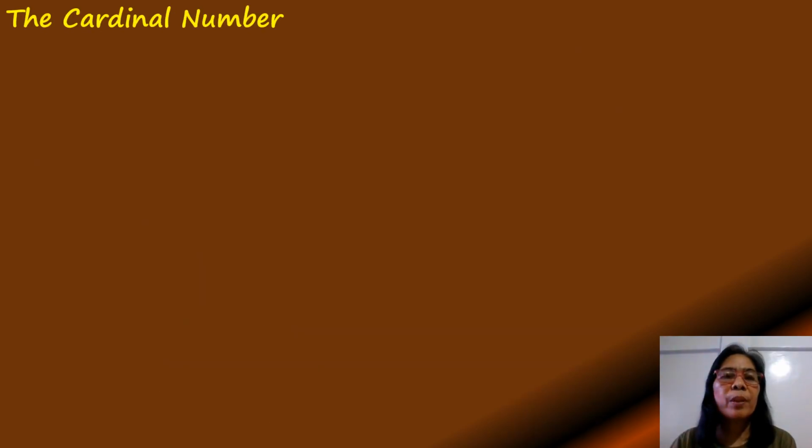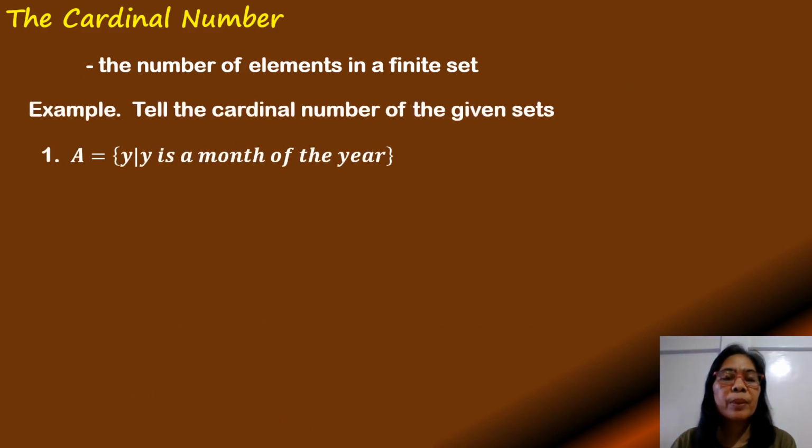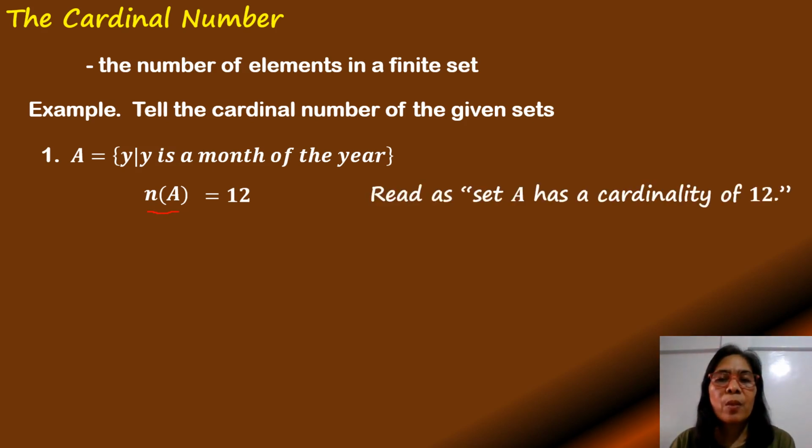The cardinal number of a set is referred to as the number of elements in a finite set. Example, A is a set of Y such that Y is a month of the year. And since we know that there are 12 months in a year, so we say the cardinality of set A is equal to 12. This is the symbol for writing the cardinality of a set. Or we read this one as set A has a cardinality of 12, or the cardinal number of set A is equal to 12.